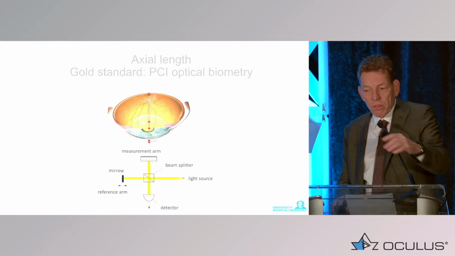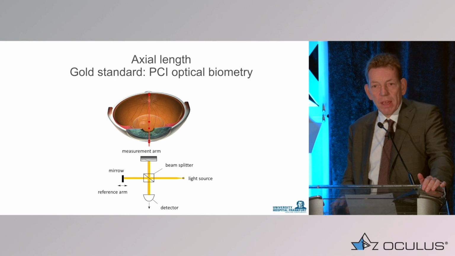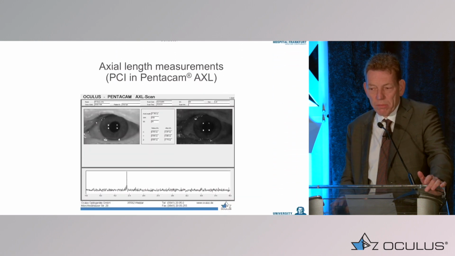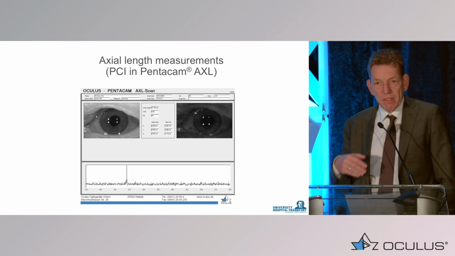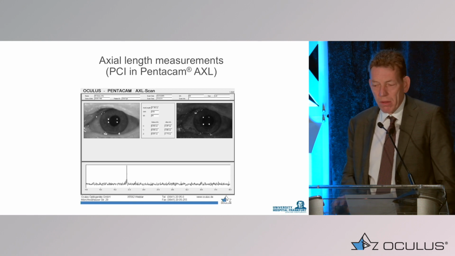The study also looked at the axial length. We know that we have the PCI biometry. We're taking this as a standard for axial length measurement, for example, in the 500. Now, the axial length measurement with the Pentacam is integrated into the system.